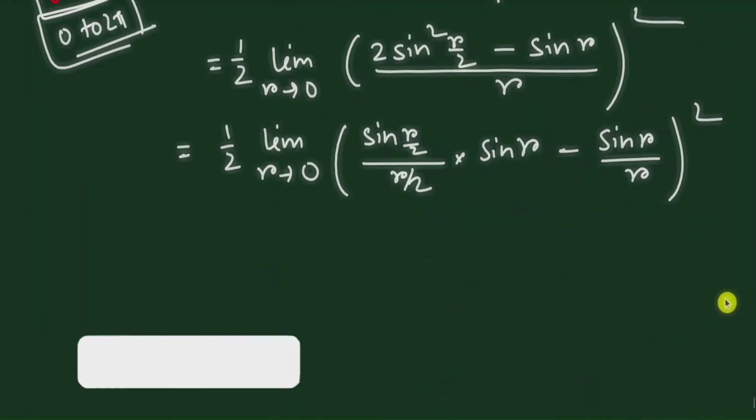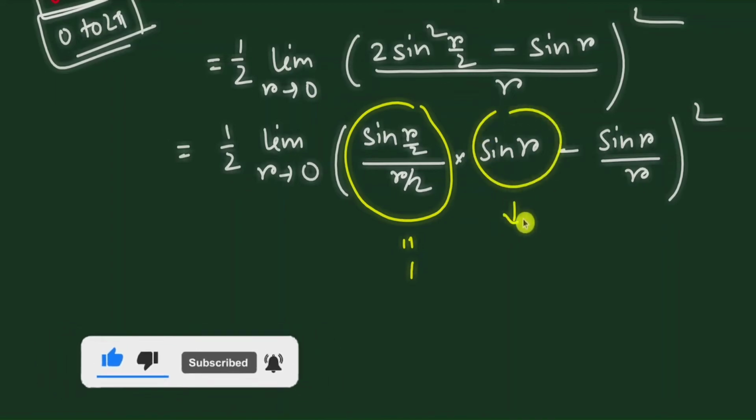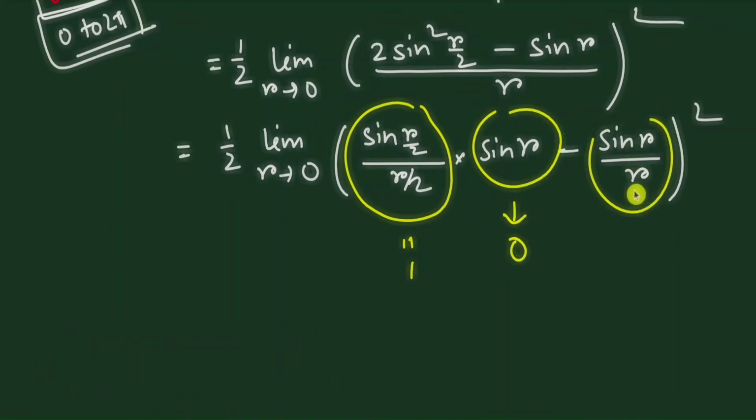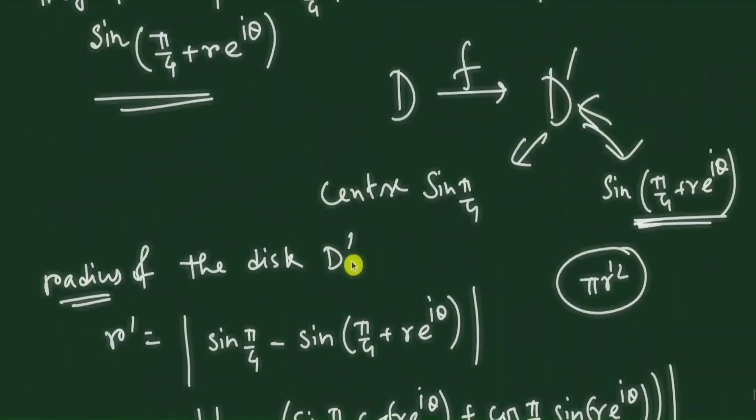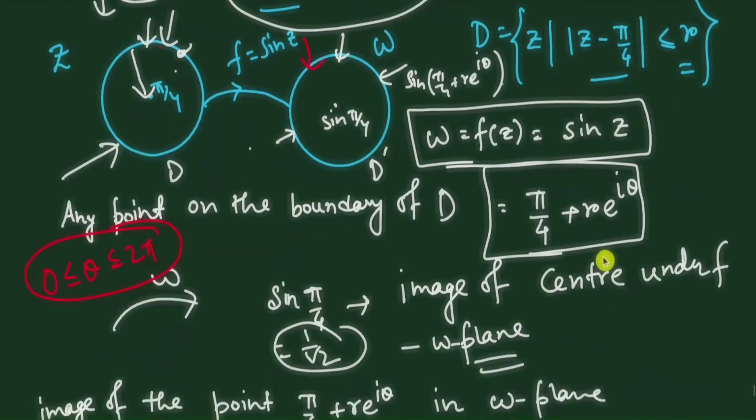If we apply the limit, this limit equals 1, this limit equals 0, and this is again 1. So we get simply half into 0 minus 1 whole square. So half is the answer of this problem: the required limit is equal to half. Now go to the next question.